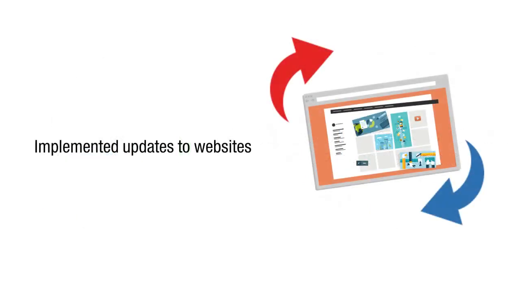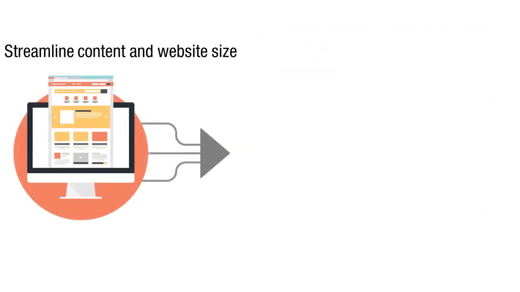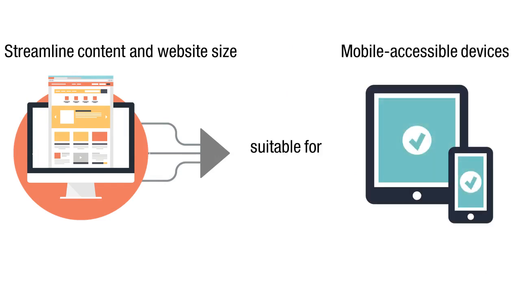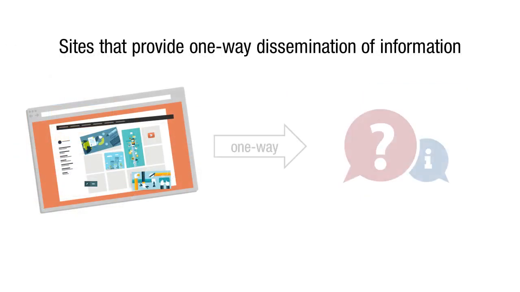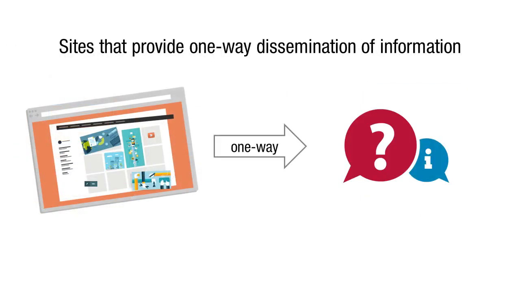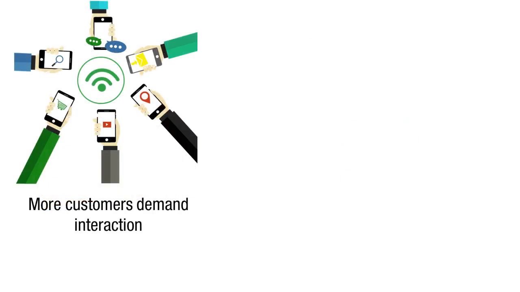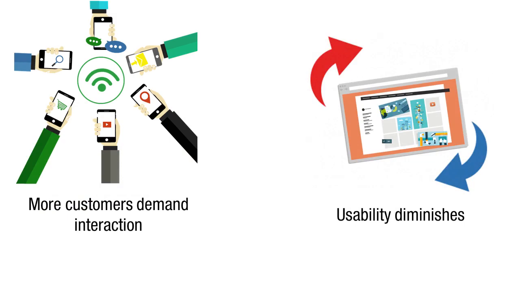Organizations with established large-scale websites have recognized the growing need for compatible tablet and mobile-accessible content and have implemented updates to their websites to reduce and streamline content and website size in order to be more suitable for mobile-accessible devices. Nevertheless, this approach is sufficient only for sites that provide static, one-way dissemination of information. As more customers demand interaction via mobile devices and tablets, the usability of these updated sites should diminish.